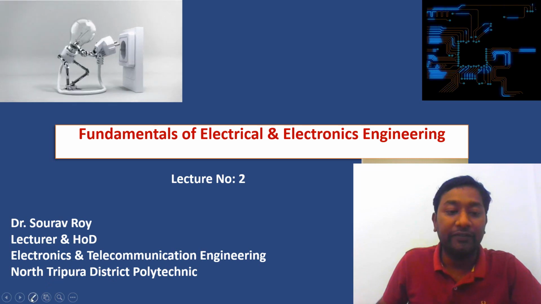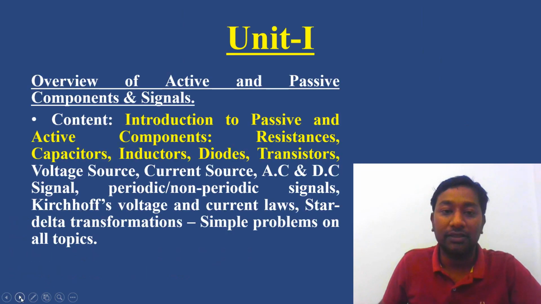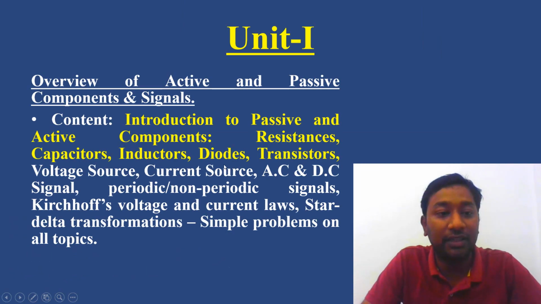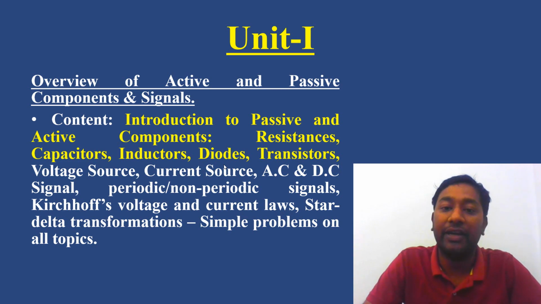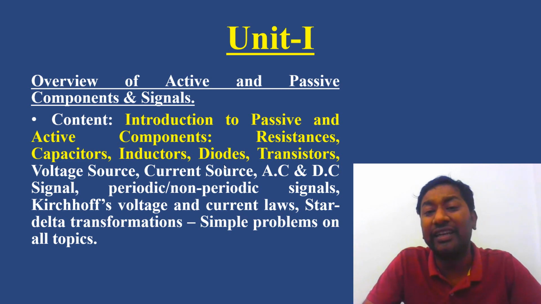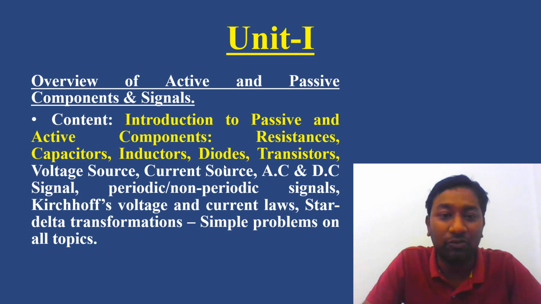So we will see the different things in electrical and electronics engineering. In the last lecture we have seen the introduction of passive and active components. We have seen resistance, inductor, capacitors, diode and transistor. So first we just recap all of lecture 1.